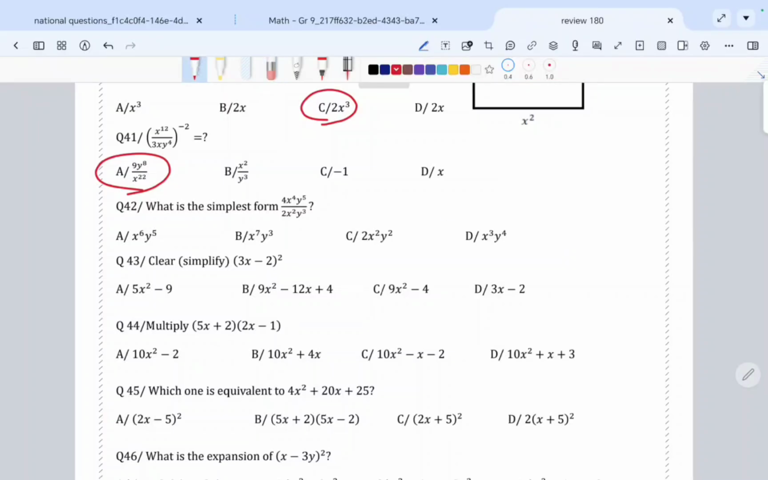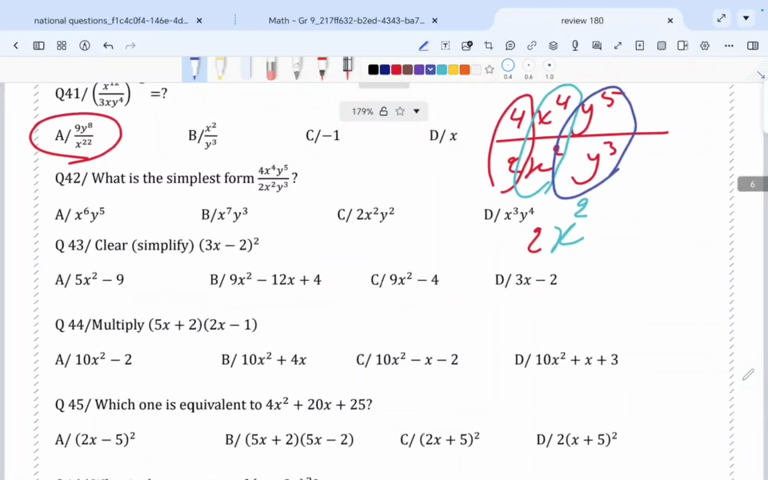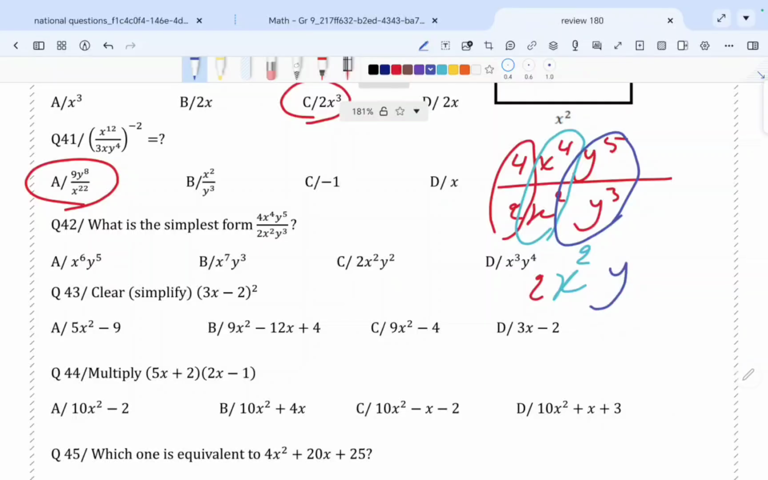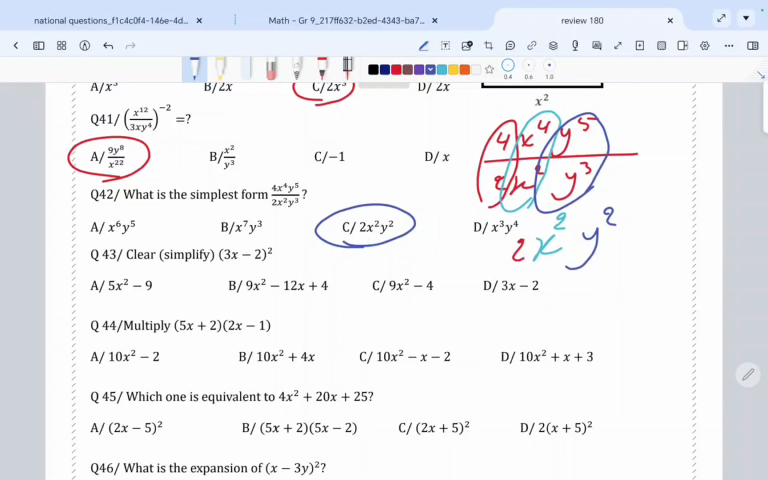Now in another example, again it's divided power. It will be 4x power 4 y power 5 out of 2x power 2 y power 3. 4 divided by 2 is 2. X power 4 divided by x power 2, you have the same base, so subtract the power. It will be x power 2, because 4 minus 2 is 2. And then you have y power 5 out of y power 3. Subtract them. 5 minus 3 is 2. So it will be 2x power 2 y power 2.